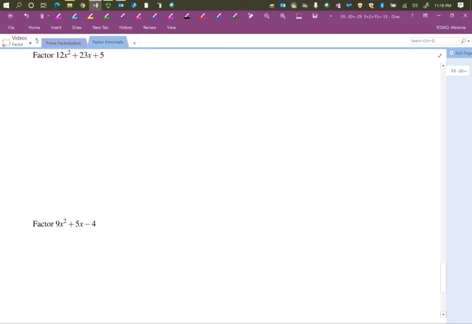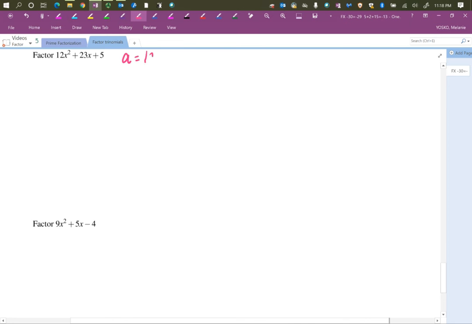We're factoring. Factor 12x squared plus 23x plus 5. So we check the powers of x: x squared, x, and then a constant. Perfect, they're in decreasing order. We look at all three terms. There's no greatest common factor. There's no factor that all three of them have in common. So then we're going to do the AC method to factor.